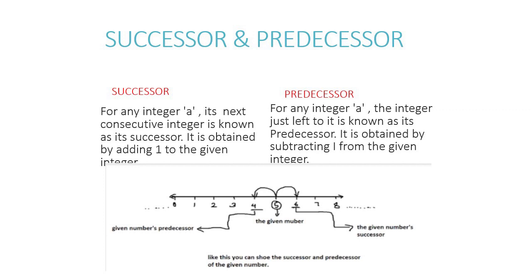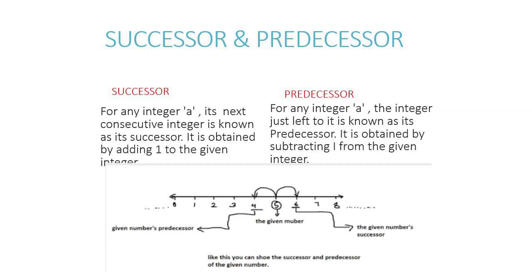Now, what is successor? For any integer a, its next consecutive integer is known as its successor. It is obtained by adding 1 to the given number. For example, if the number is 2, the number next to 2 is 3. So the successor of 2 will be 3. It is obtained by adding 1. 2 plus 1 is 3. So successor of 2 is 3.